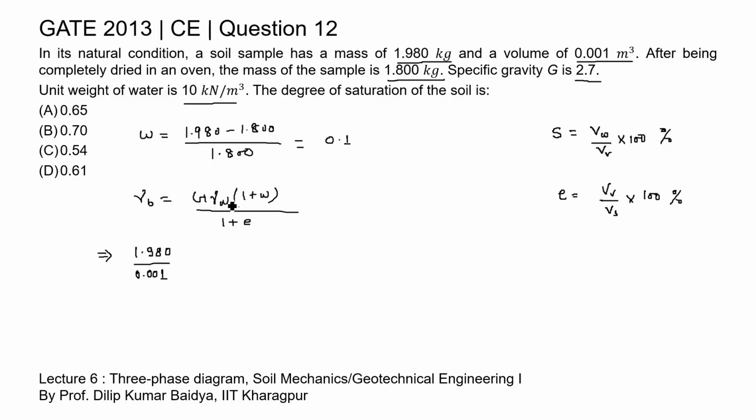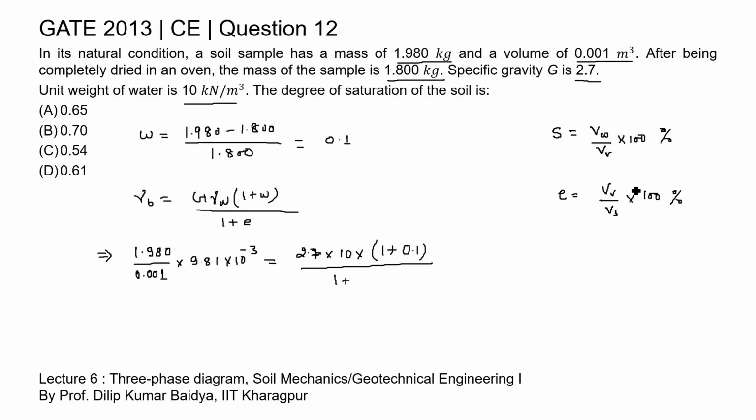But the unit weight of water, which is gamma W, is in kilonewton per meter cube. So, just uniform the unit on both sides. So, if it is kg per meter cube, multiply it by 9.81 into 10 to the power minus 3. So, from there kg per meter cube to kilonewton per meter cube. Now, equal to G. G is 2.7 and this is 2.7 into gamma W, which is 10 into (1 plus W). W is water content, which we have just calculated 0.1, by (1 plus E).